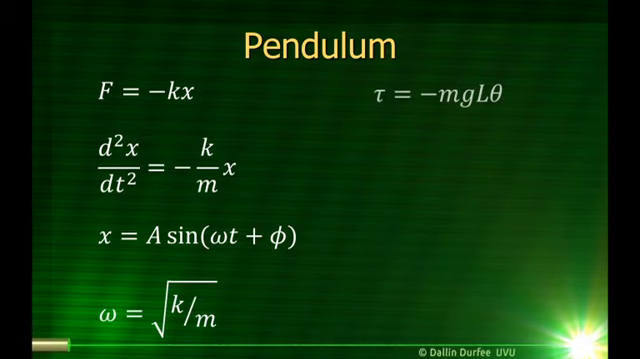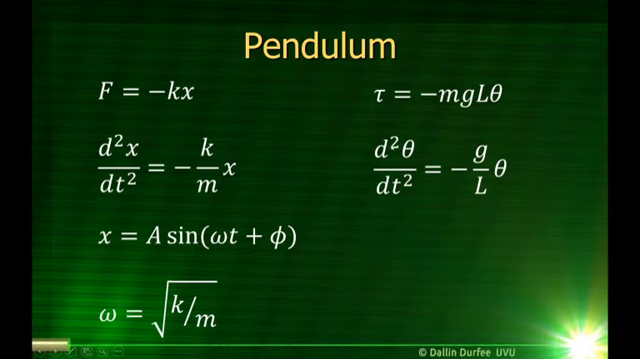Well, for our pendulum, we found that torque was equal to negative mgL theta. Plugging that into Newton's second law, we got the second derivative of theta is equal to negative g over L times theta. And look, this is completely analogous. It's the same equation, except instead of having a function x of time, we have theta as a function of time.